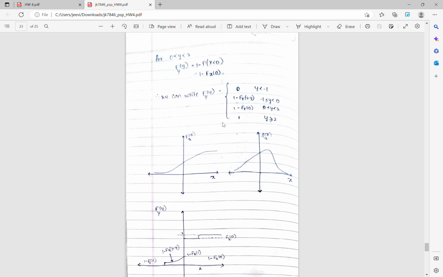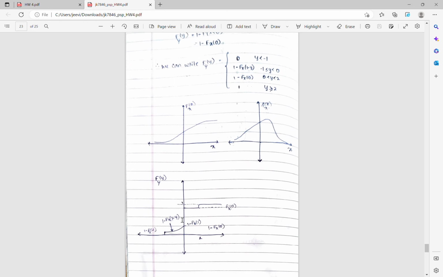Now we can represent this as follows. If the value of y is less than minus 1, it's going to be 0. If it is between minus 1 and 0, that is, between this part, it will be 1 minus F_X(1 minus y). Therefore, this will be the graph. And if y is between 0 and 2, the value will be equal to 1 minus F_X(0). And if y is greater than 2, that is after this point, the value will be equal to 1.